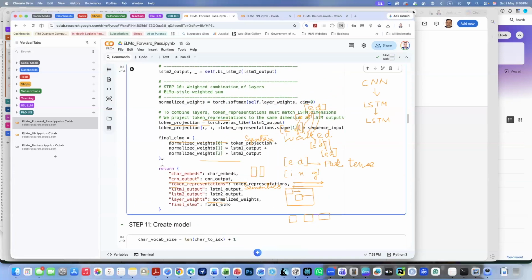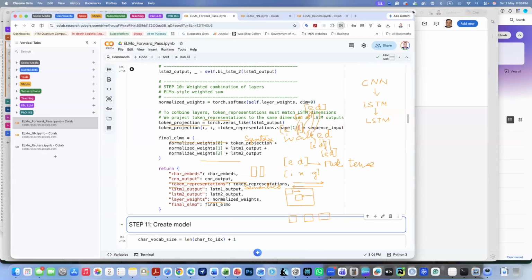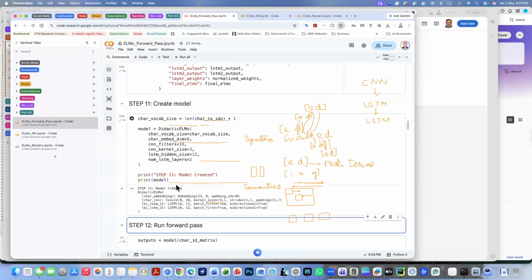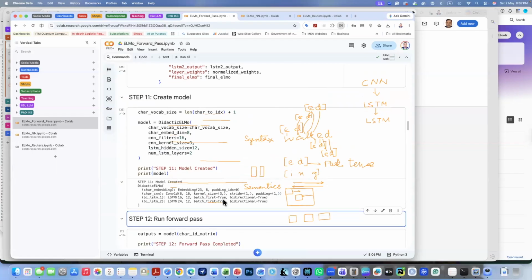Okay, so now let me run this, and now let me create my network. I just ran it so that it's visible clearly.